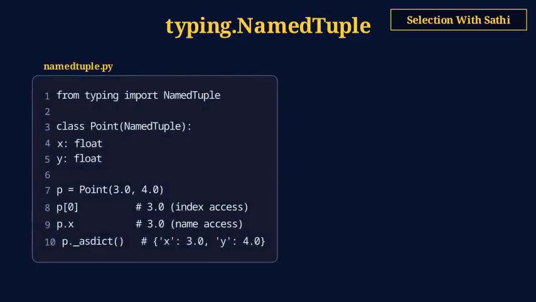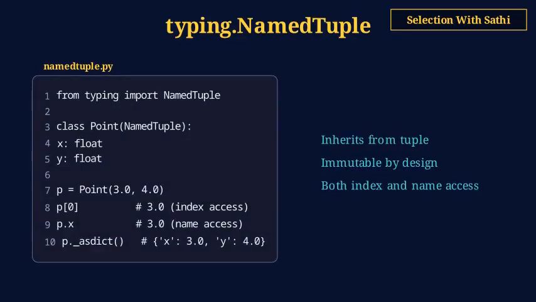typing.NamedTuple creates immutable record types. Your class inherits from NamedTuple and defines fields with type annotations. The result is a tuple subclass. You can use index access like p[0] or named access like p.x. _asdict converts it to an ordered dict, and _replace creates a copy with changes.